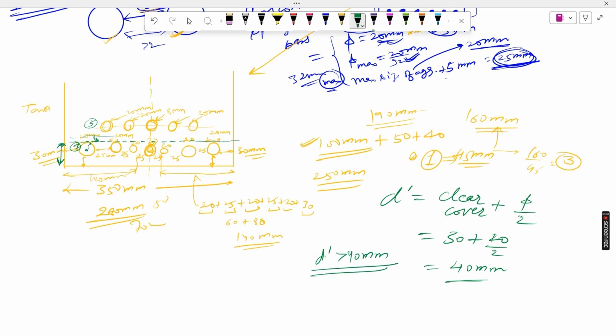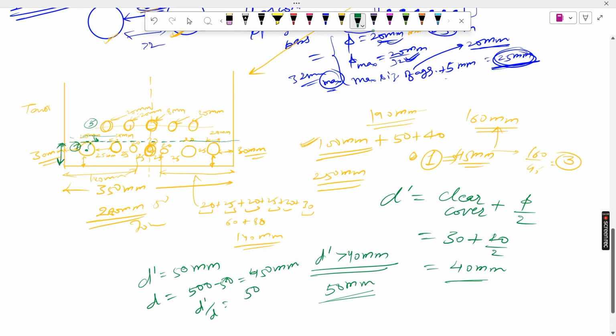That may go up to what? You don't have to calculate this thing. I'm just giving you the idea. D dash will become like 50 mm. If your D dash becomes 50 mm, then your D will become what? We have the overall depth as 500 and D dash is 50, so it will become 450 mm. Now you have to take this ratio also, 50 by 450, that will become what?